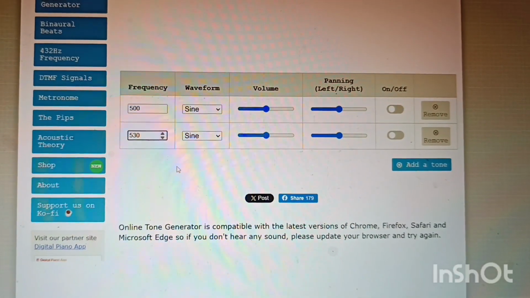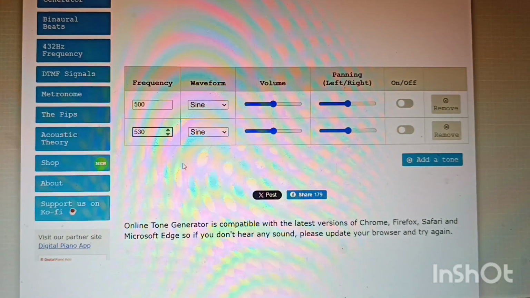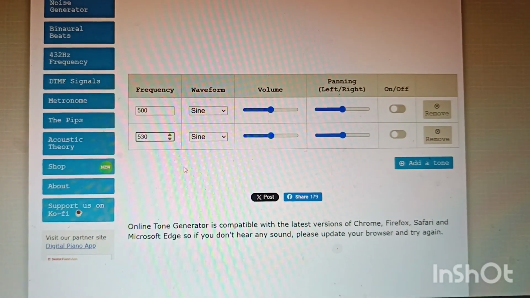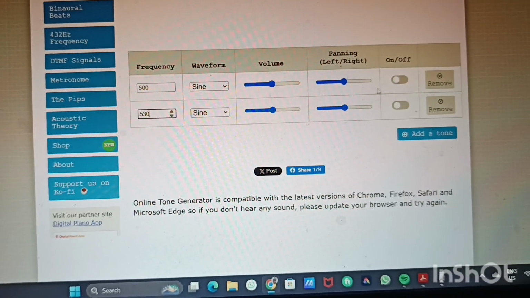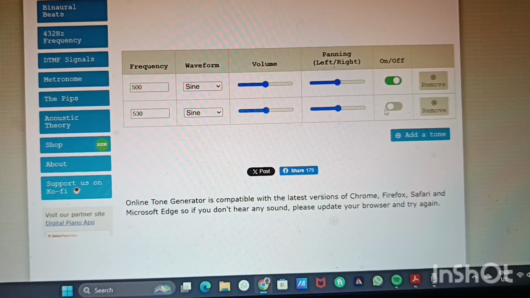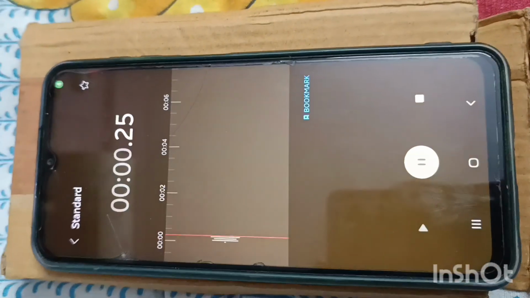For the last time we are taking the reading, the frequency of source 1 is 500 and the frequency of source 2 is 530, and now we are turning those frequencies on. And again we are recording it the same way.